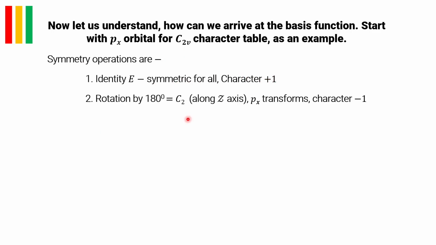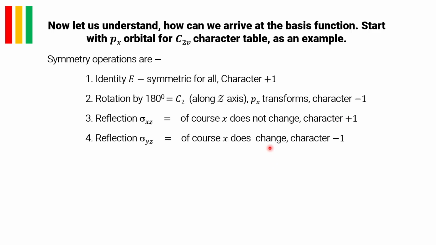If we talk about rotation by C2 along the z-axis for the px orbital, you'll find that px would transform to minus 1. That is, the lobe of one orbital would be transformed to the other. If we talk about the xz plane, because x and z are locked in the plane itself, the character of x is not going to change; it will remain plus 1. And similarly for the yz plane, because x is going to change to minus x, the character would change to minus 1.